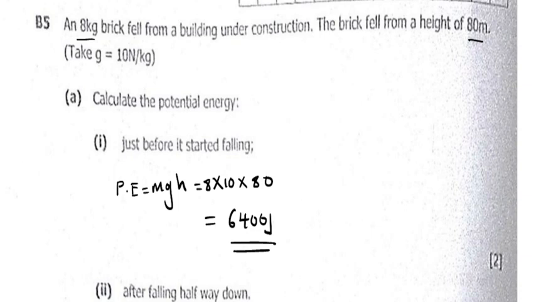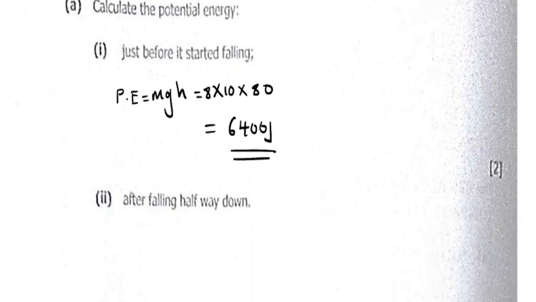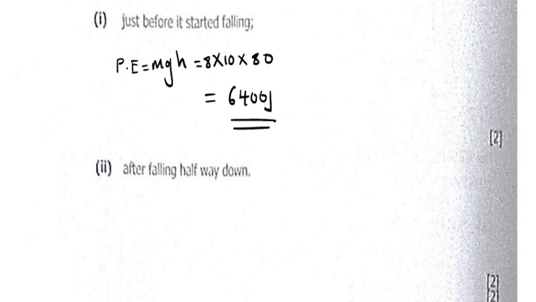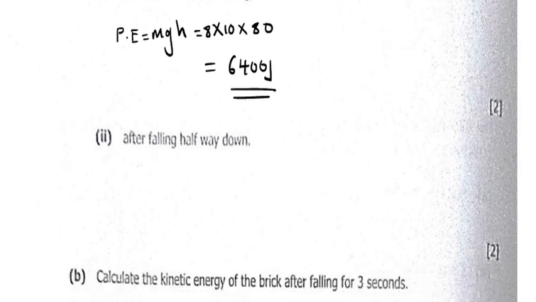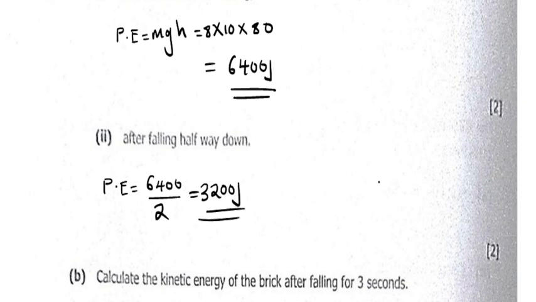Now that potential energy has been found, they're saying calculate the potential energy after falling halfway down. The potential energy after falling halfway down will be equal to the total potential energy divided by 2. The total potential energy was 6,400. We divide it by 2 so that we get 3,200 joules. So that one is halfway.